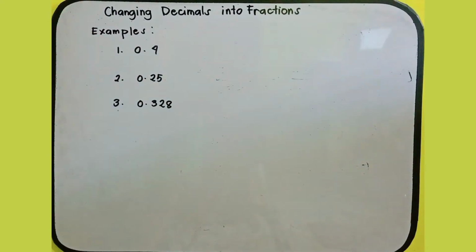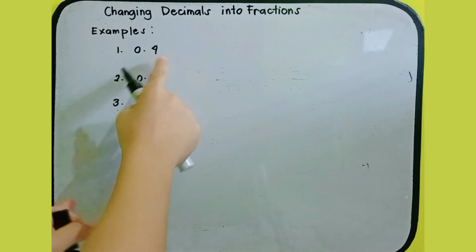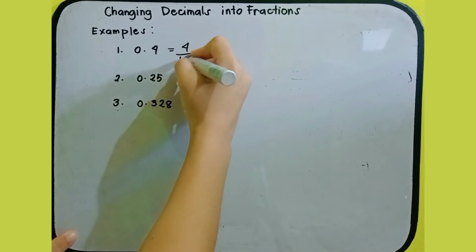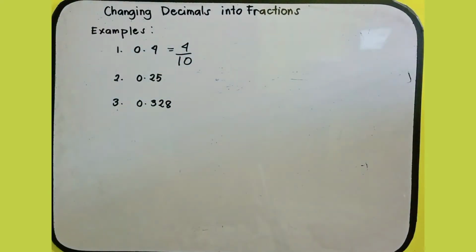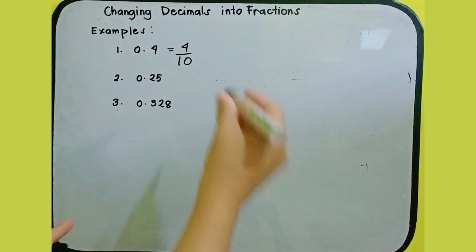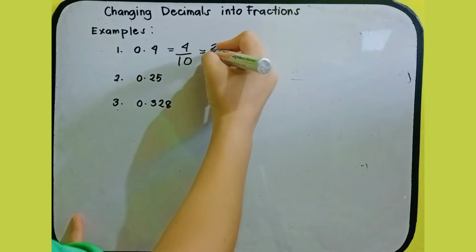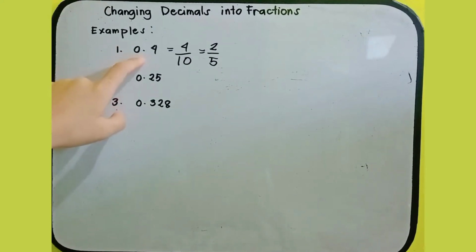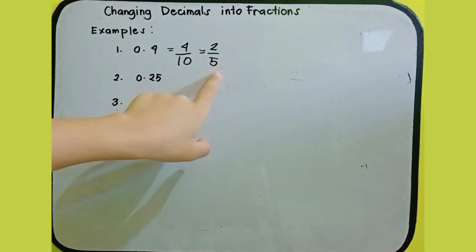We will change 0.4 into a fraction. So we know that 0.4 is equal to 4 over 10. So we use a power of 10 as our denominator, and notice that we can still simplify this 4 over 10 into 2 over 5. So basically, 0.4 is equal to 2 over 5.